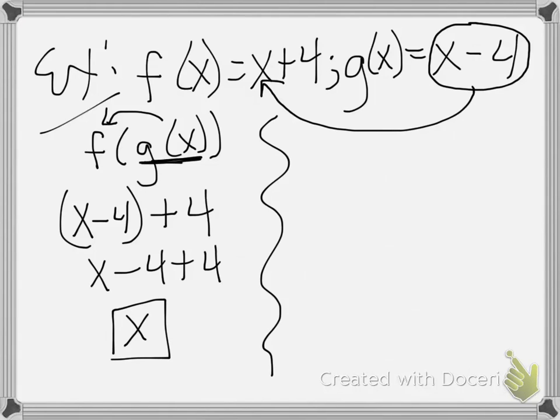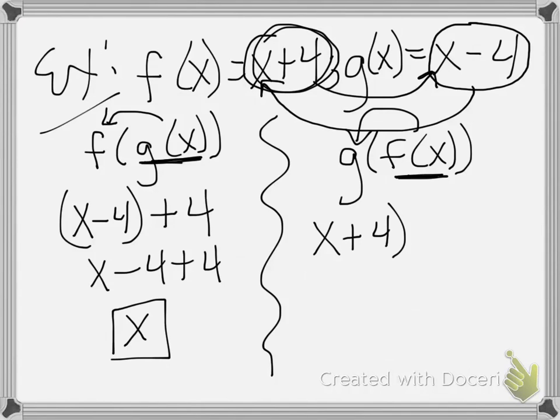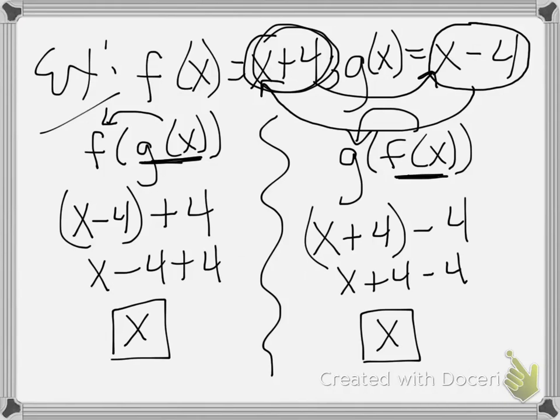Now look what happens when I go the other direction. g of f of x. This time I'm going to take the f function and plug it into g. So I'm going to take x plus 4 and plug it into the x of the g function. So that's going to be x plus 4 minus 4. And the 4's are going to cancel, and I'm left with x. See how these are the same answer?